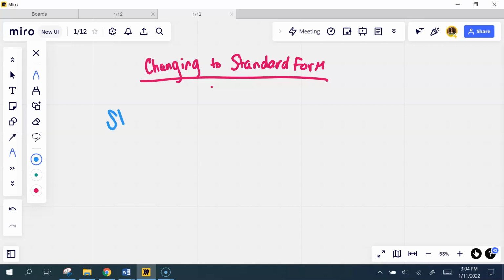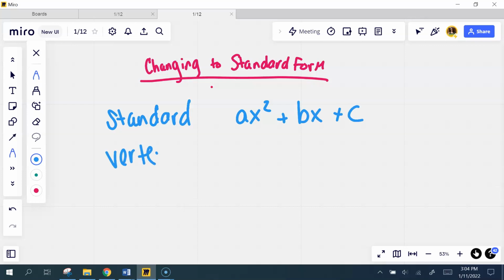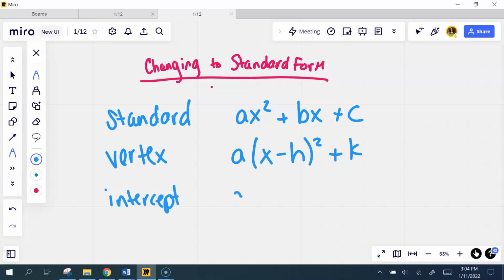So remember, we have our three forms. Standard, which looks like this, ax squared plus bx plus c, and you've done a lot with these forms now, so you should be pretty good with working with them. Vertex form, a times x minus h squared plus k, which of course gives us our vertex, right? And then intercept, which tells us where it crosses the x-axis.